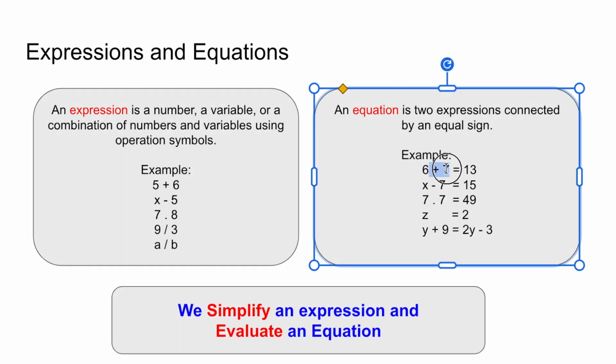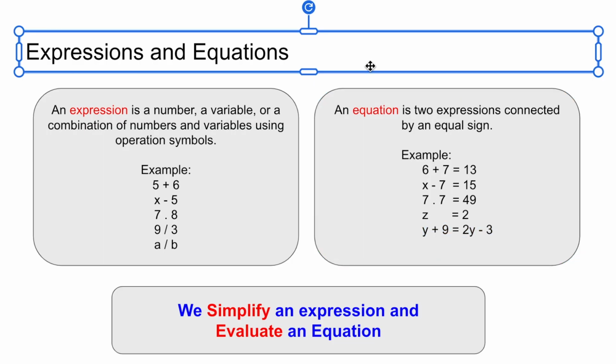If you see this, every one of these has an equal to symbol. 6 plus 7 is an expression. 13 is also an expression. Also, it is a term actually. So 6 plus 7 equal to 13 becomes an equation. 7 times 7 equal to 49 is also an equation because it says equal to. And this is an expression. 7 times, see, times here we have used a dot. This is an expression, y plus 9. 2y minus 3 is an expression. So there is an equal to symbol in between. So y plus 9 equal to 2y minus 3 is an equation.